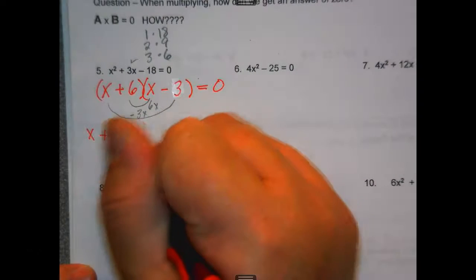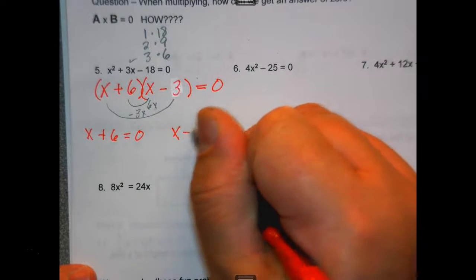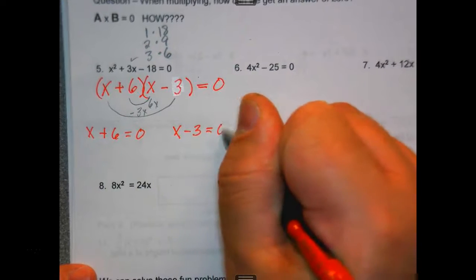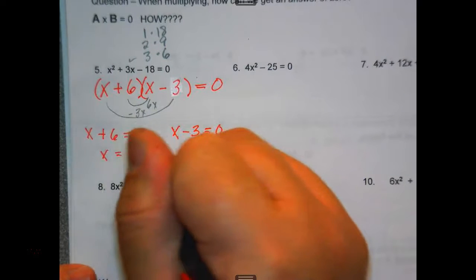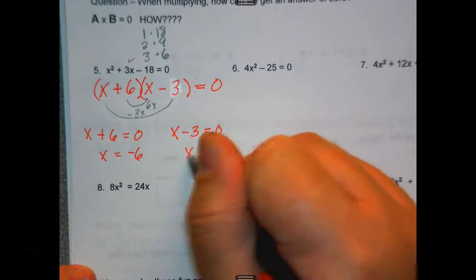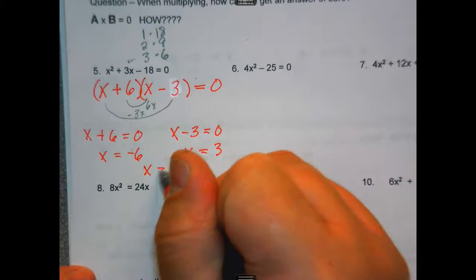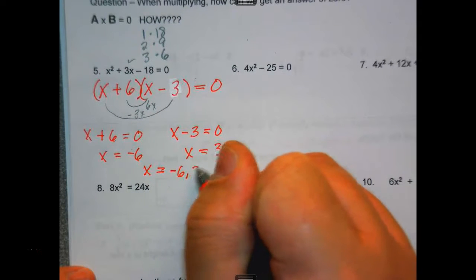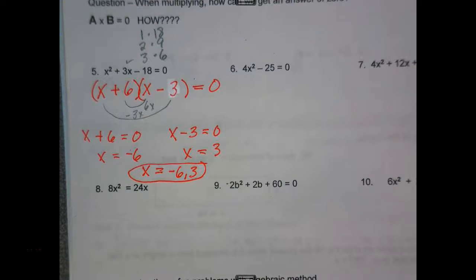x plus 6 equals 0 and x minus 3 equals 0. So minus 6, x equals negative 6. And x equals positive 3. I like to combine them in one statement. You don't have to do this. What does that mean? x equals negative 6, x equals 3.